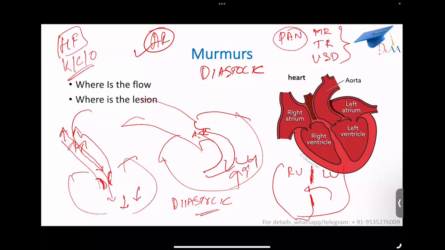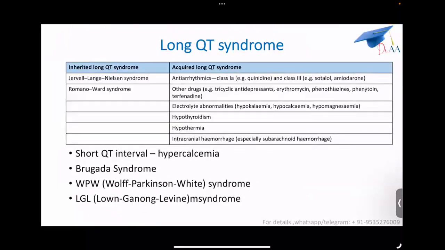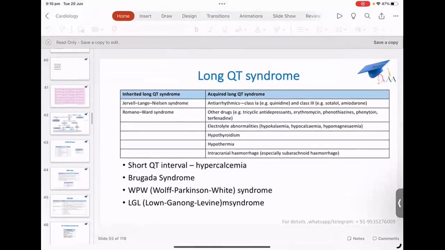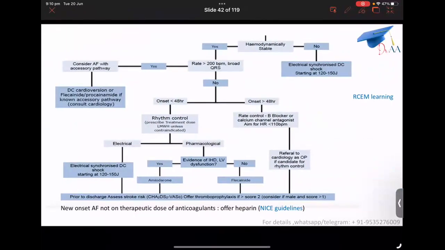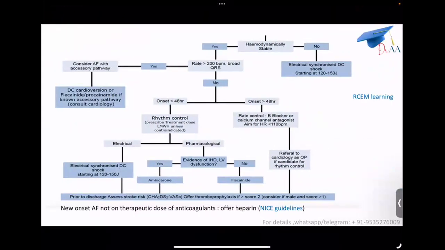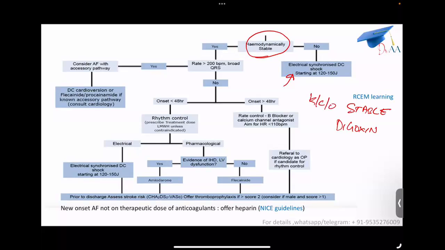No. Don't get confused here. We'll go back to the algorithm here. If a patient is hemodynamically unstable, you directly shock them. So your question is, if the patient is in heart failure, why did I say give digoxin? Yes. Digoxin is for a stable patient. A known case of heart failure: heart failure is not the presentation causing the hemodynamic instability here. So he is hemodynamically stable.